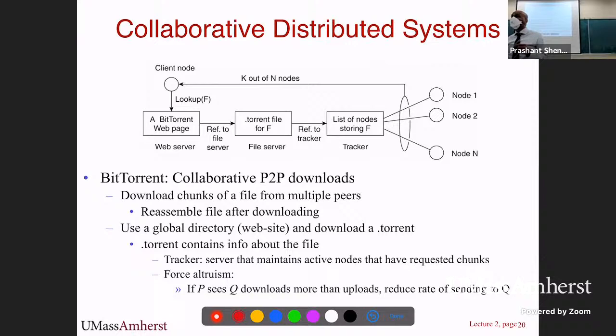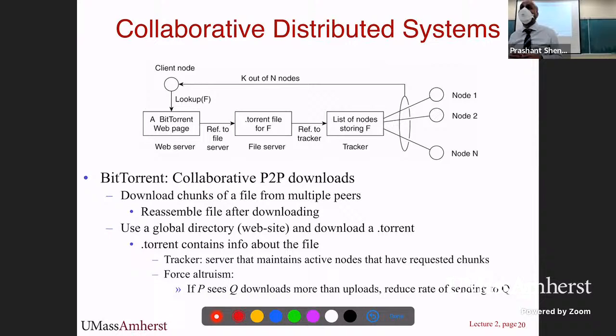If you are a peer, or a user, who uses BitTorrent only to download files but never actually provides any content to anyone else, you will see that after a while your download speed is slowed down. Because the incentive is: if you provide a service to others, others will provide a faster service to you. If you are a freeloader, you only like downloading but don't help others, then others will slow down their download to you. They will not send their content fast enough.